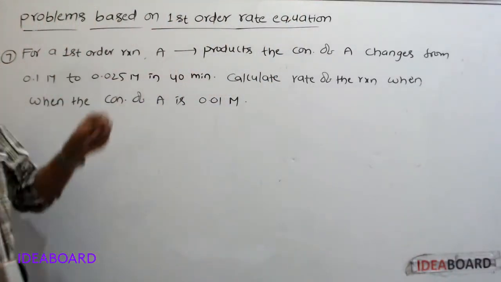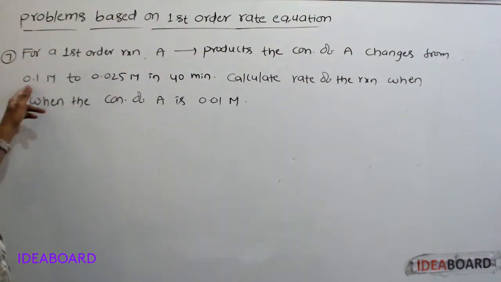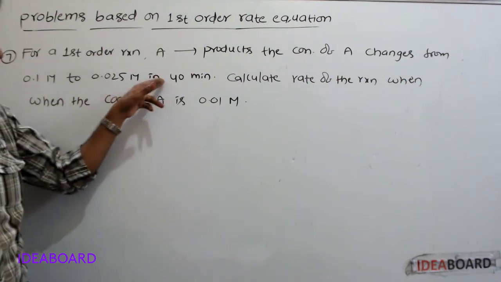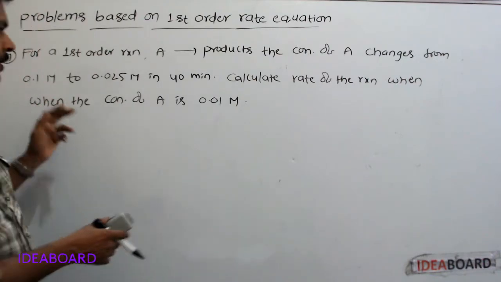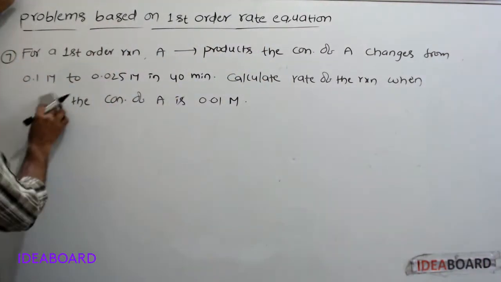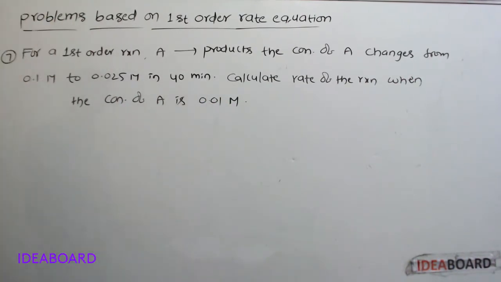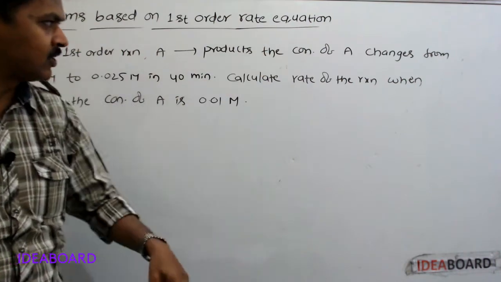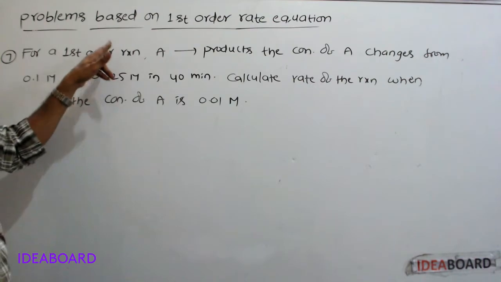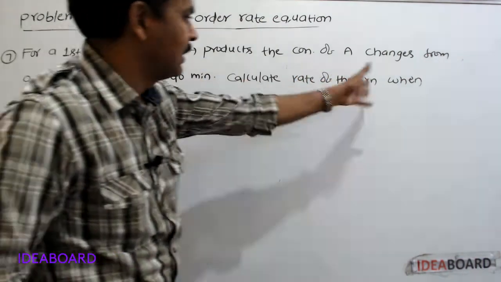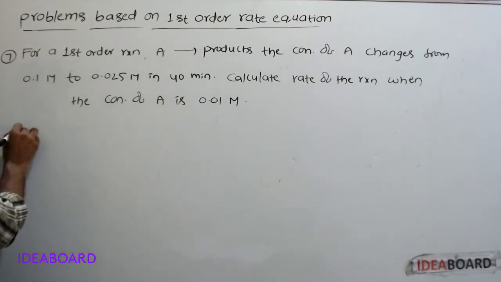Next problem. For a first order reaction, A gives rise to products. The concentration of A changes from 0.1 molar to 0.025 molar in 40 minutes. Calculate the rate of reaction when the concentration of A is 0.01 molar. This is a first order reaction.